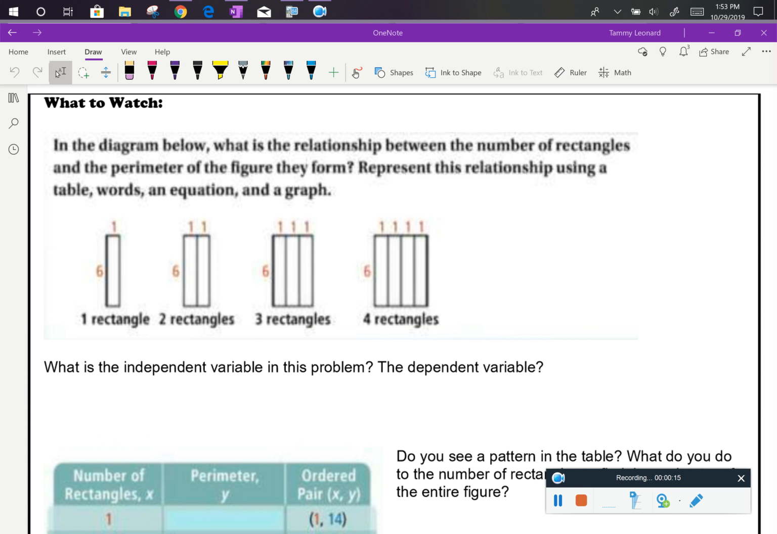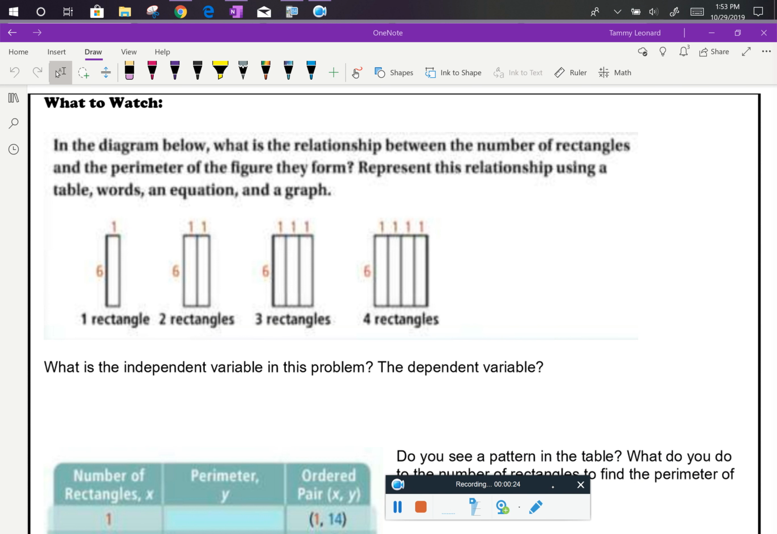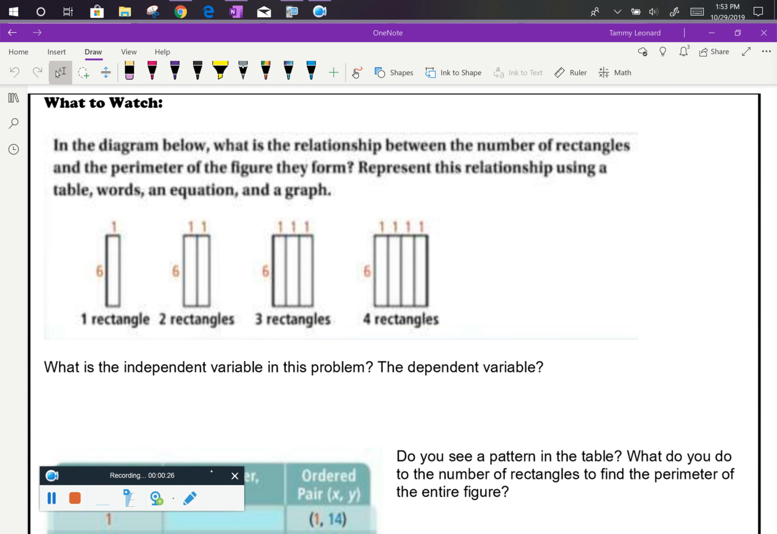In this example that we're doing together, it says in the diagram below, what is the relationship between the number of rectangles and the perimeter of the figure that they form? So we're looking for the relationship between the number of rectangles and the perimeter of the figure.